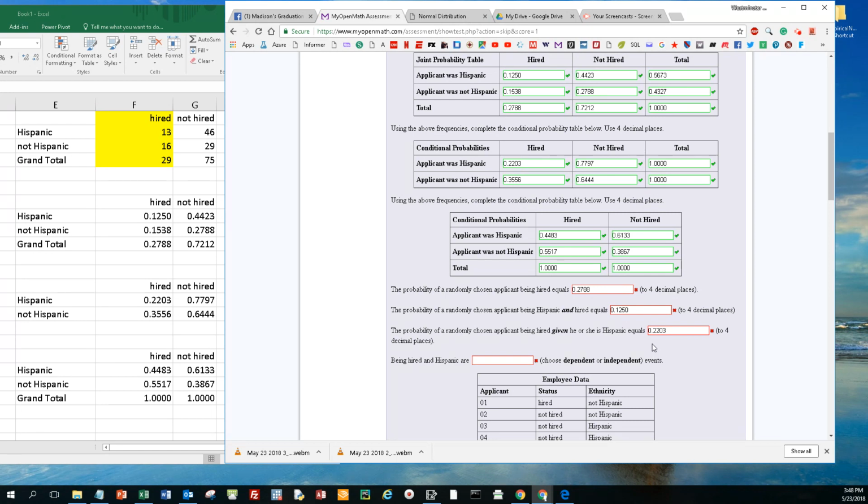Now, if these two values are different, then we have dependence. If the probability of being hired is different than the probability of an applicant being hired given he or she is Hispanic, if these two probabilities are different, then being hired and Hispanic are dependent variables or dependent events. We hit enter and we get it right. So we're done. Thank you for watching.